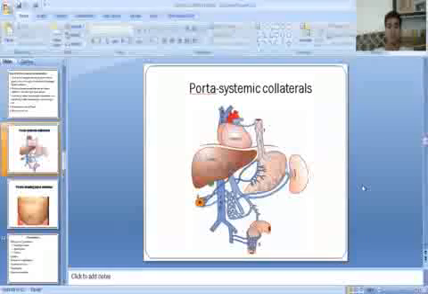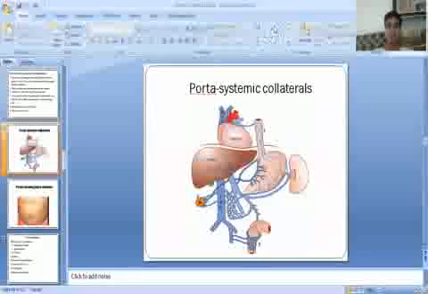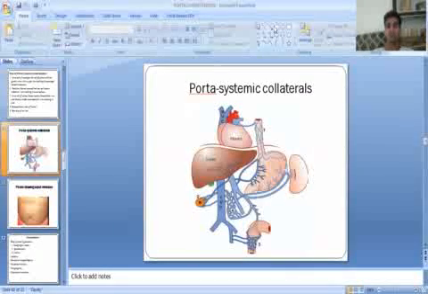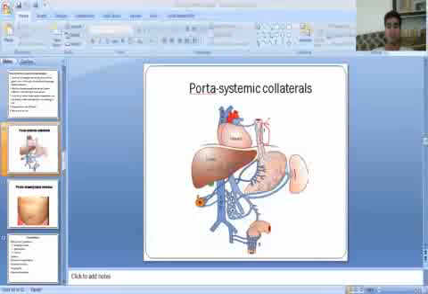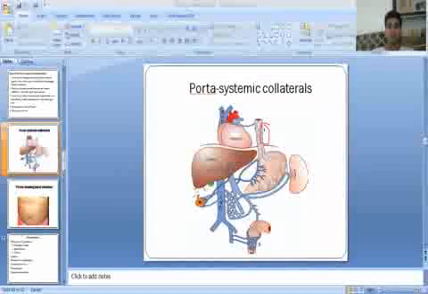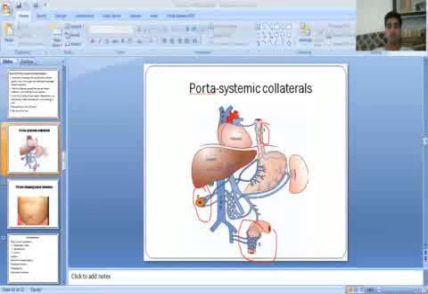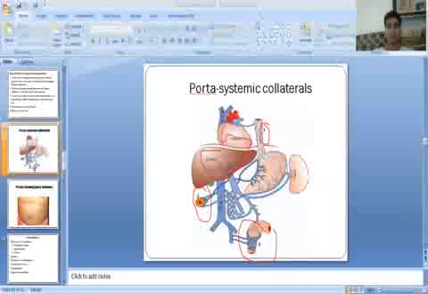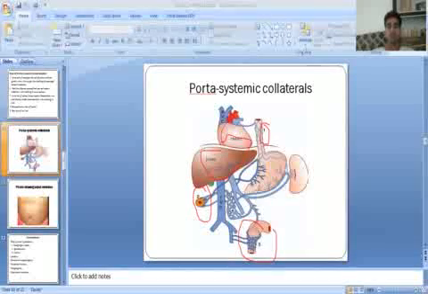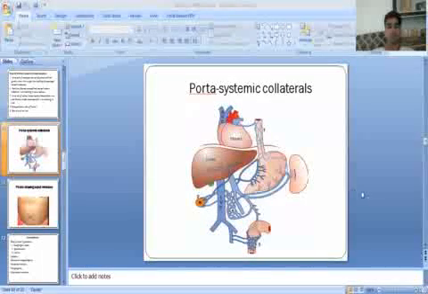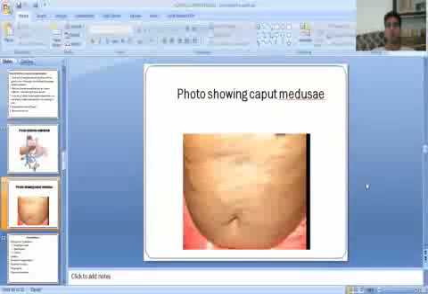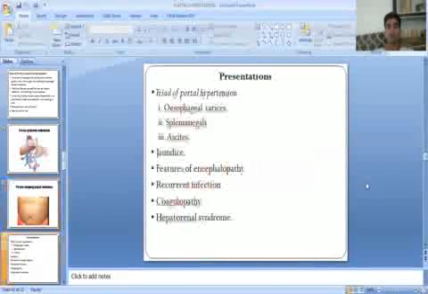As you can see in the diagram, this one is one, two, three, and bare area of liver also. Okay, students. Photo showing caput medusae. This is a photo of caput medusae.